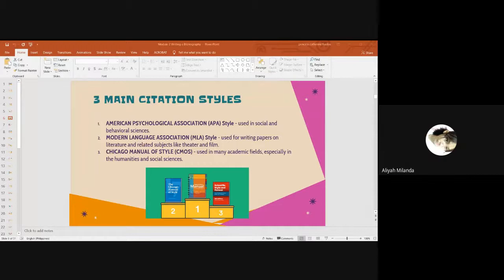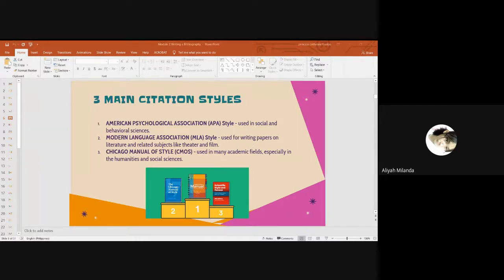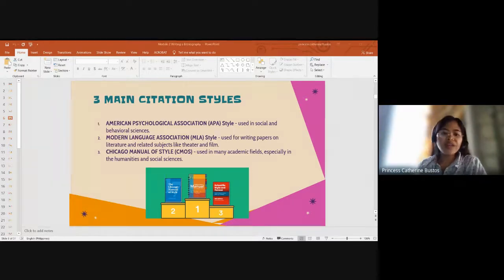Number 1. American Psychological Association style, used in social and behavioral sciences. So we have the American Psychological Association, or APA style. This is commonly used in social and behavioral sciences. These are usually used in research that has something to do with social and behavioral sciences.